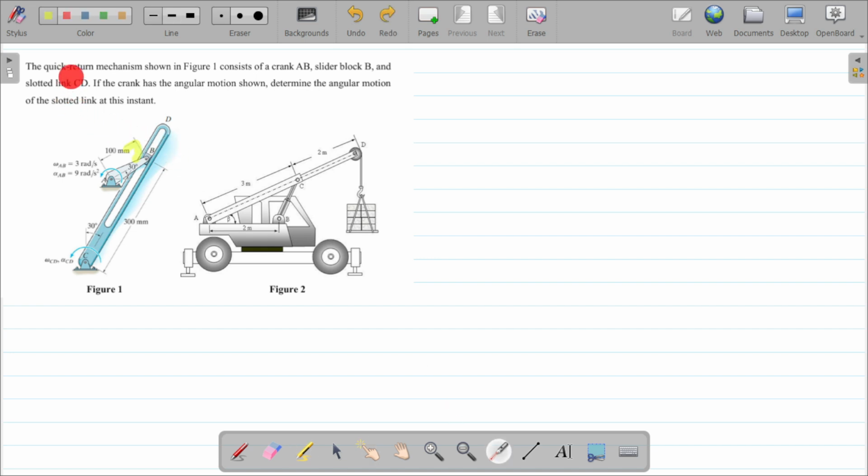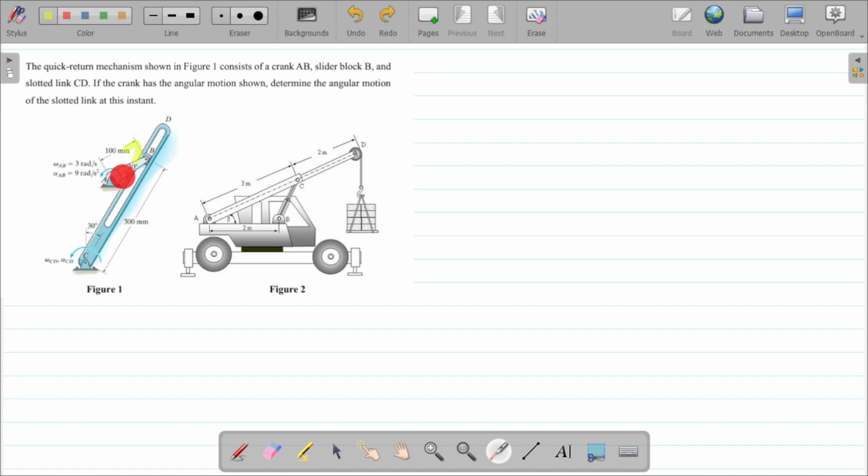We have a quick return mechanism which consists of crank AB, a slider block B, and slotted link CD. If the crank has an angular velocity and angular acceleration as shown, determine the angular motion of the slotted link at the instant shown. So the slotted link is link CD, right?